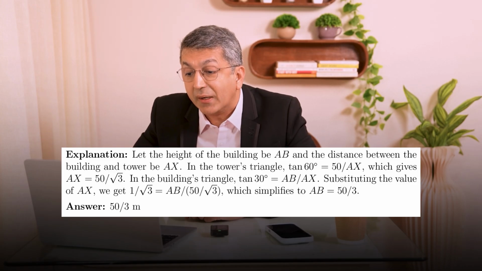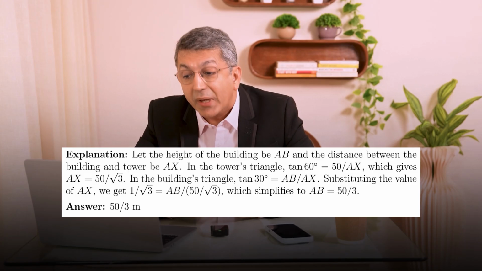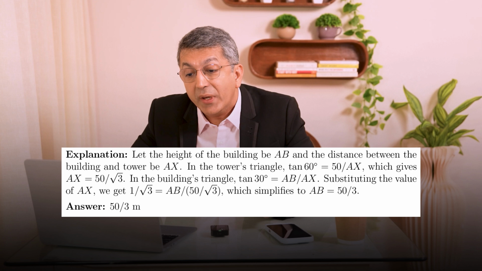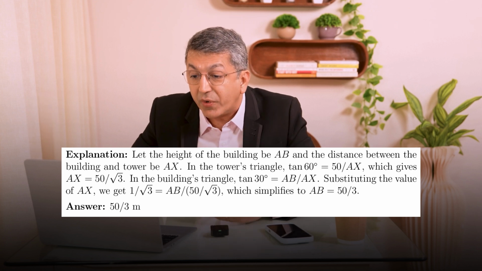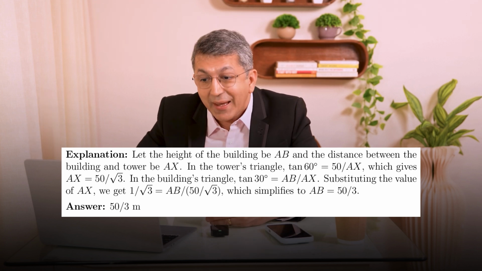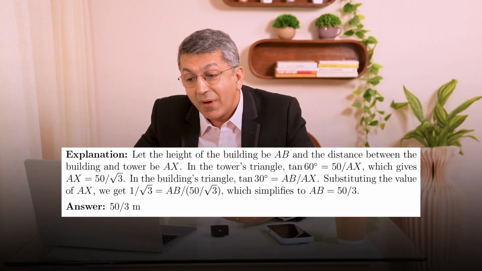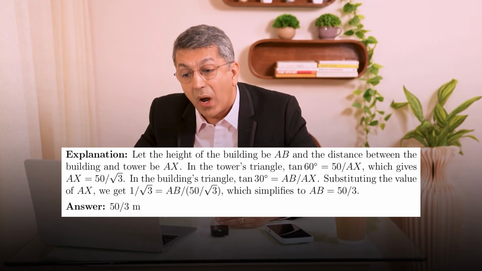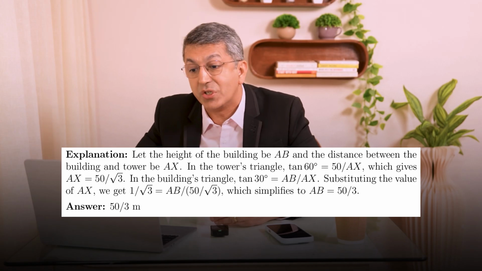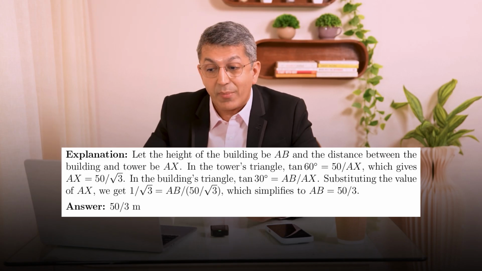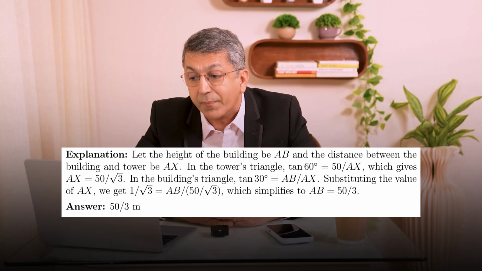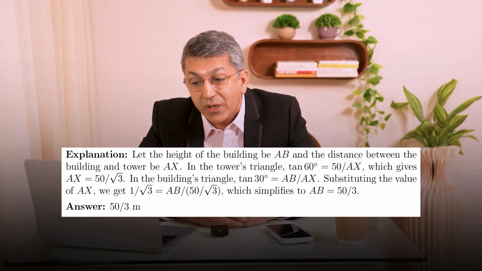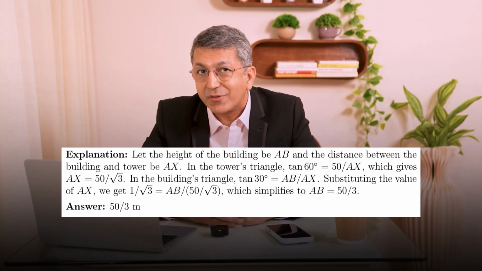In the building's triangle, tan 30 degrees is equal to AB divided by AX. Substituting the value of AX, we get 1 divided by square root of 3, which is equal to AB divided by, in brackets, 50 divided by the square root of 3, which simplifies to AB is equal to 50 divided by 3. The answer, 50 divided by 3 meters.